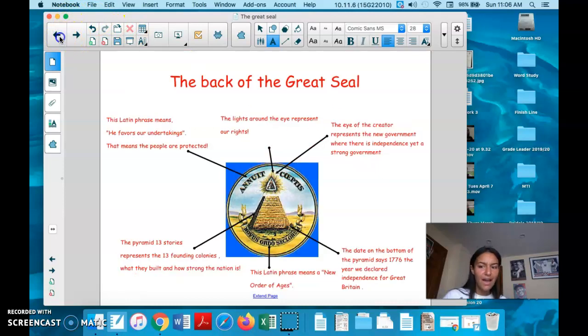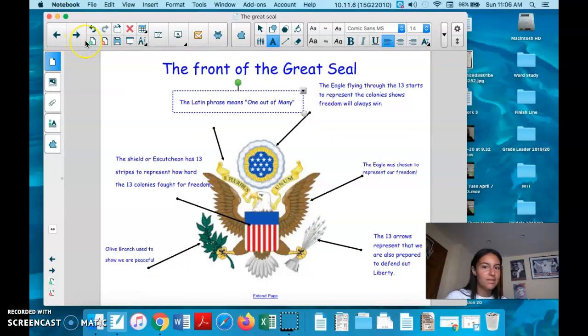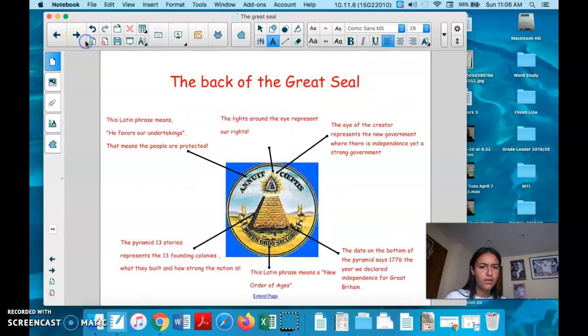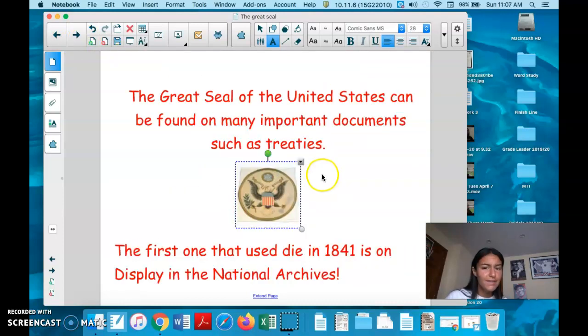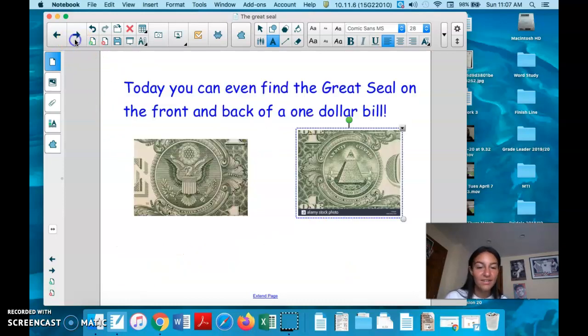So that was a lot. There are a lot of symbols in these two parts of the Great Seal. The Great Seal of the United States can still be found in many important documents and treaties that we sign. They're kind of agreements with other countries. The first Great Seal that used dye or colored ink in 1841 is on display in the National Archives. How cool is that, you could still see it from 1841?